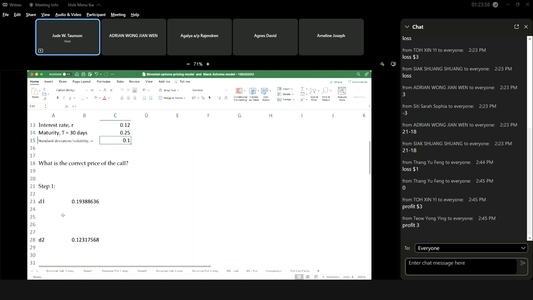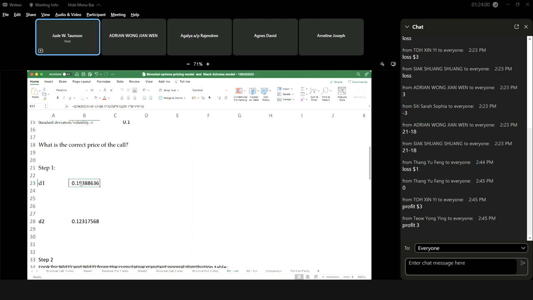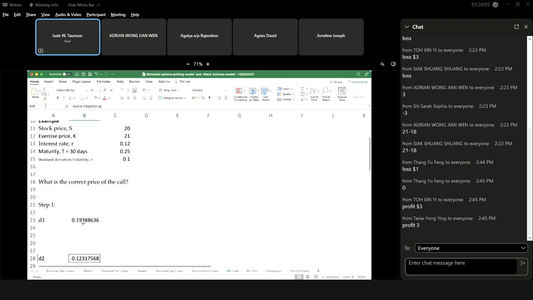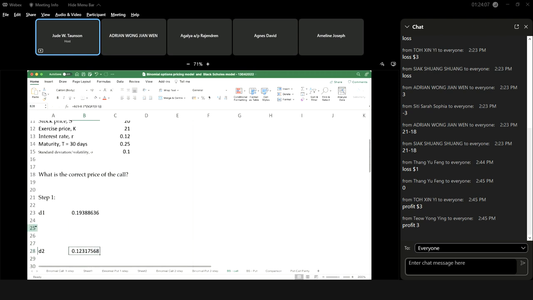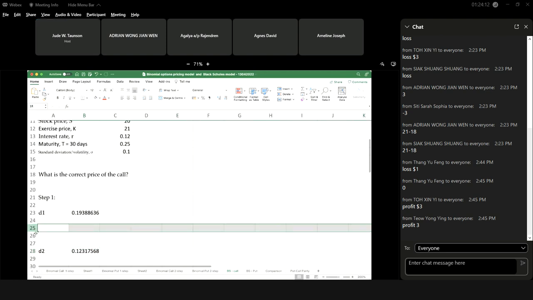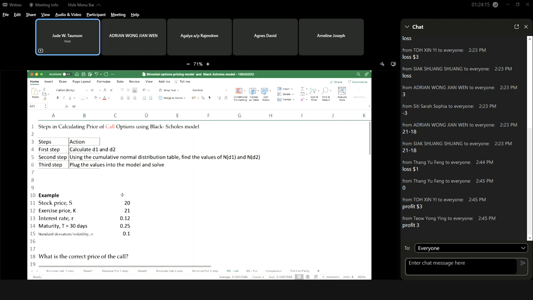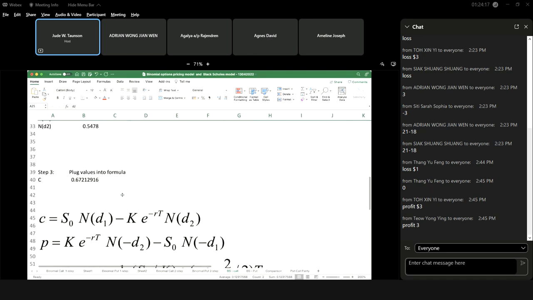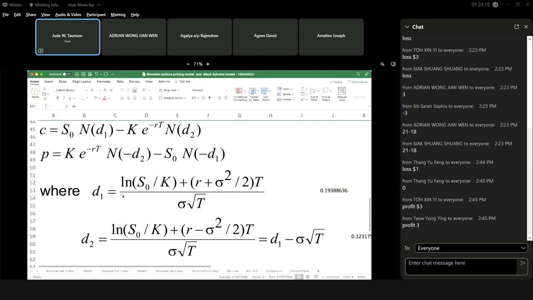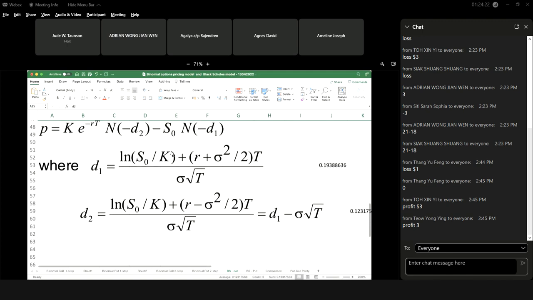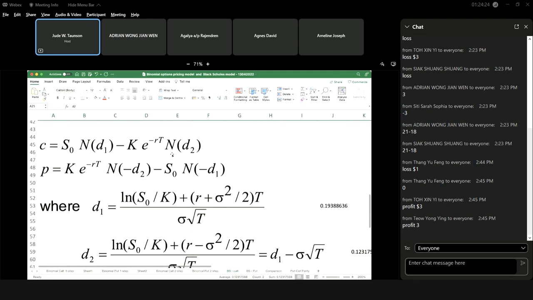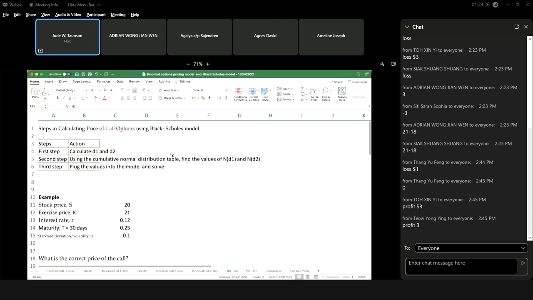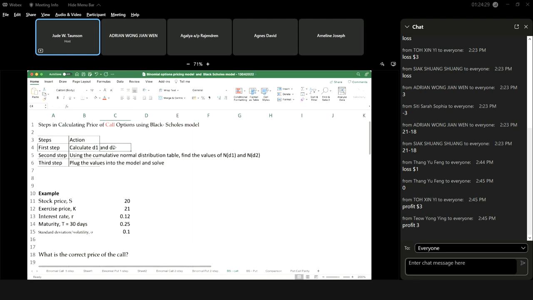Okay, step 1, D1 is equal to this amount, D2 equal to this amount. All right, how to get it? Let us do it together. D1, what is the formula again? Let me copy the formula. This one, D1. Okay, this is the formula. What is the first step? Calculate D1 and D2.